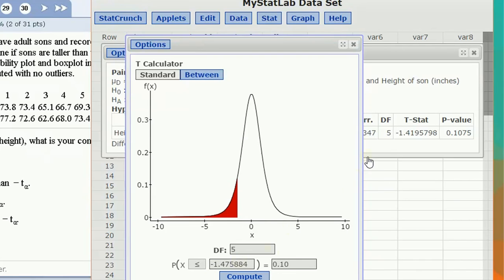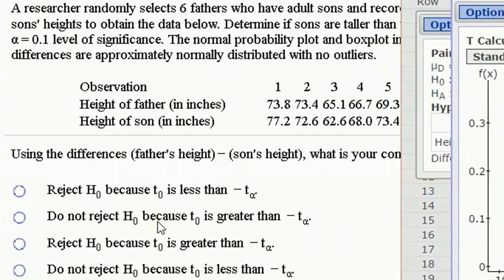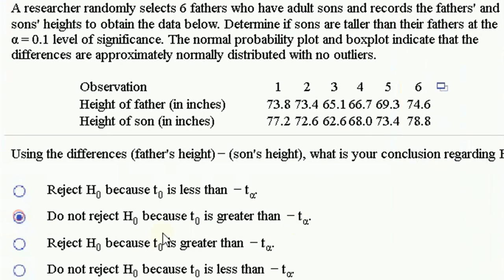So I would only reject if the t-statistic was less than that cutoff, out in the rejection region, but it's not. So I do not reject because t naught is greater than t alpha. T naught is my test statistic, t alpha is my cutoff, my critical value. We could have, of course, concluded that based on the p-value of 0.1075 being greater than my alpha level 0.1. Same conclusion, just a different way of looking at it.